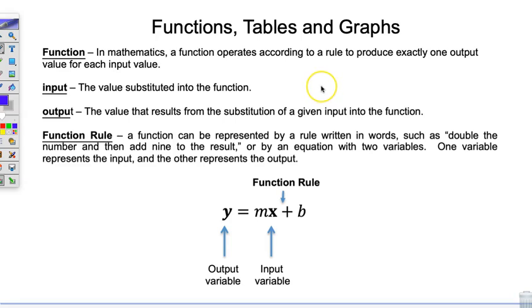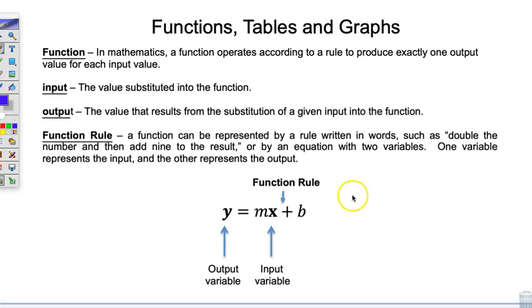Today's lesson is on functions, tables, and graphs. Let's review some vocabulary words. First of all, a function operates according to a rule to produce exactly one output value for each input value. An input value is substituted into the function, where the output value is the result from the substitution. A function rule is the result.